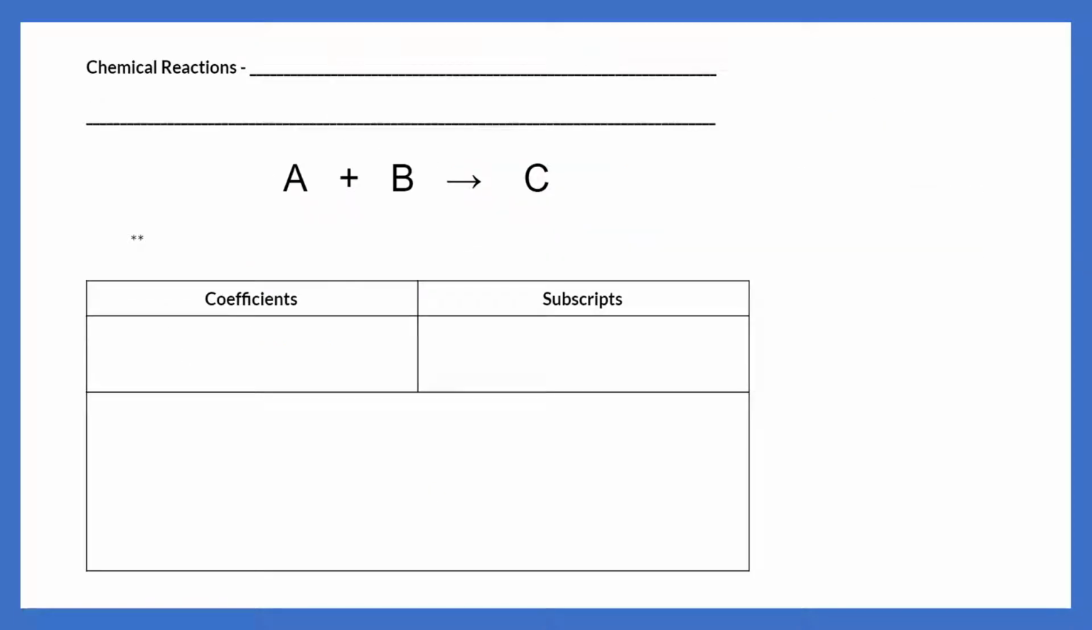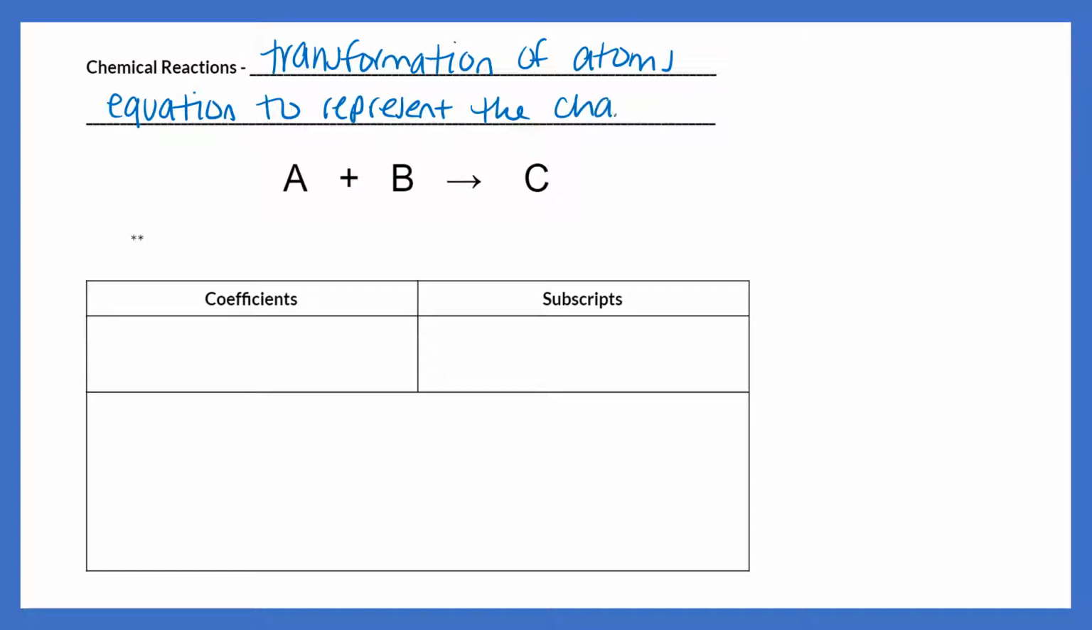Chemical changes are actual chemical reactions. So it's a transformation of atoms, and we use a chemical equation to represent the change.